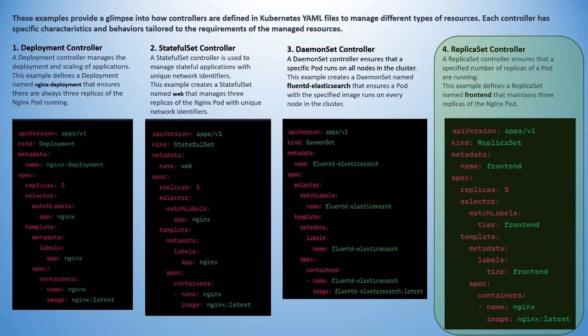A replica set controller ensures that a specified number of replicas of a pod are running. This example defines a replica set named frontend that maintains 3 replicas of the Nginx pod.